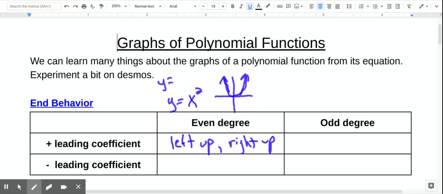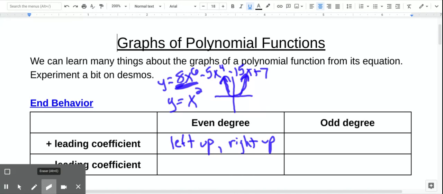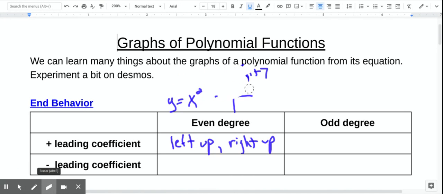So that's even true if you have something like 8x to the 6th minus 5x to the 4th minus 15x plus 7. Okay, this is still an even degree and it has a positive leading coefficient. So no matter what's happening to the rest of that graph, we know that at the ends, it's going to be up, up.